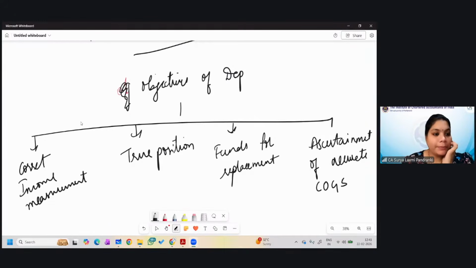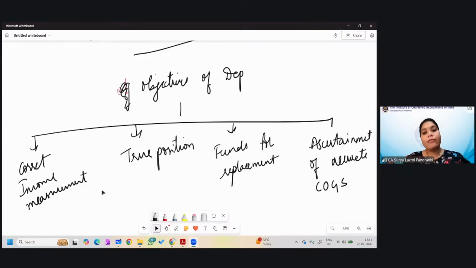So let's see one by one. Alright, don't go to provision for depreciation right now. Just wait. Let us go one by one. Don't be in such a hurry. Now, what does correct income measurement mean?